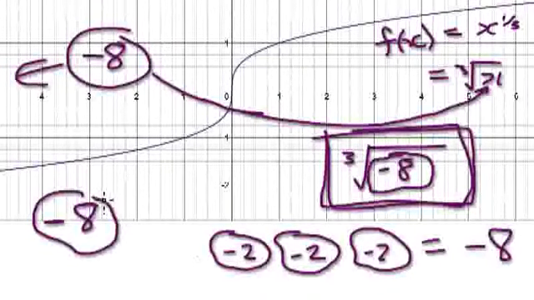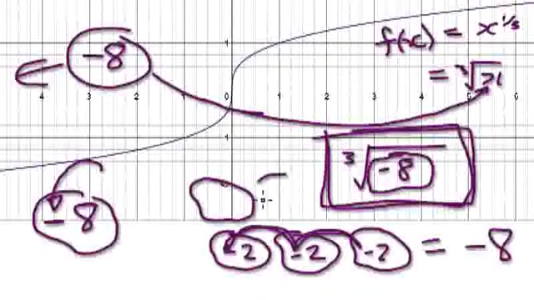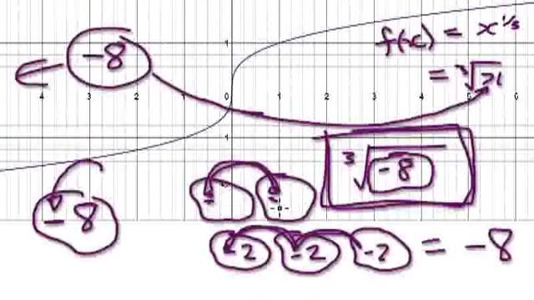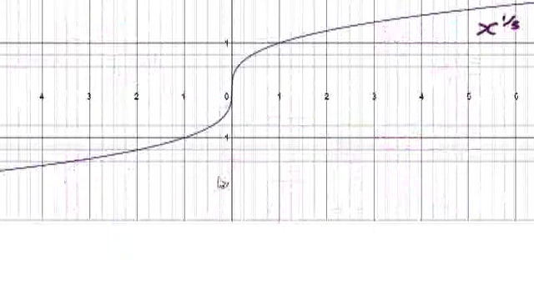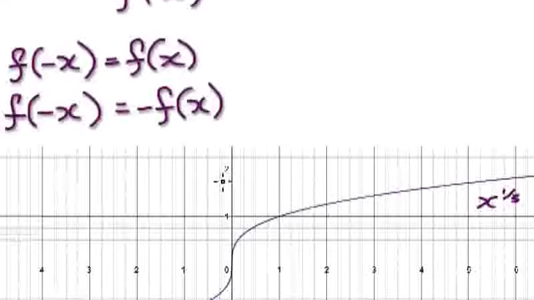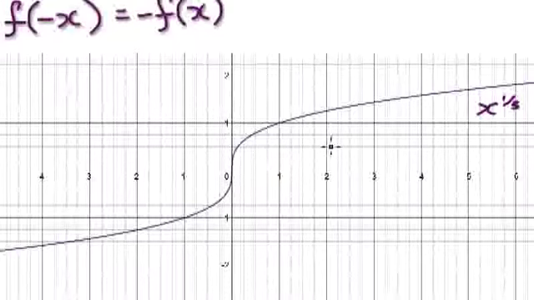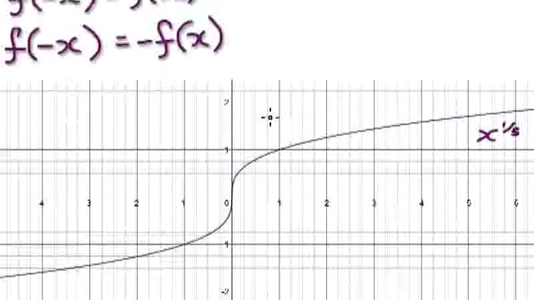So with the cube root, the number of negatives will be an odd number, so it's able to give you a negative. Whereas with the square root, you've got an even amount of negatives, so you're always going to end up with a positive. My point is that the function x to the power of a third will look like this.